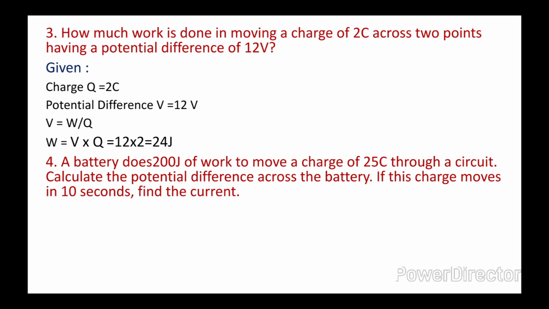Next question. A battery does 200 joules of work to move a charge of 25 coulomb through a circuit. Calculate the potential difference across the battery. If this charge moves in 10 seconds, find the current. Here you have to calculate two quantities. One is potential difference and another one is current. So first we have to note down the data. That is work done is 200 joules and the charge Q is 25 coulomb and the time is 10 seconds. Here no need to convert because they have already given it in seconds.